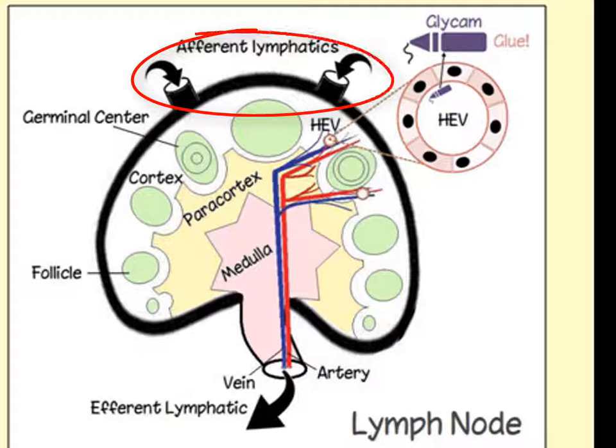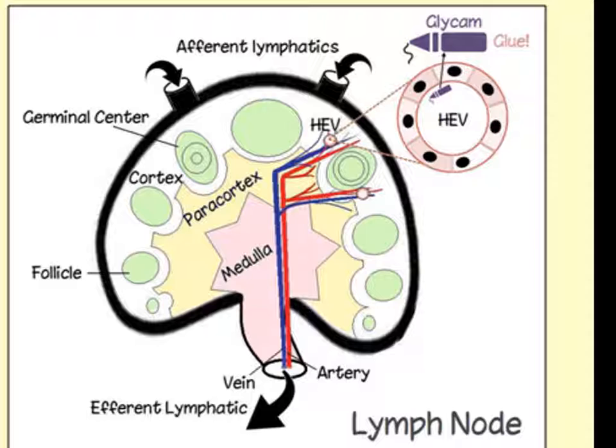Afferent lymph vessels enter into the cortex of the lymph nodes. And I want you to note that blood-borne antigens also enter into the cortex of the lymph nodes. B and T cells enter via high endothelial venules and antigen-presenting cells via the afferent lymphatics. If the naive B and T cells do not encounter their cognate antigens in their zones, paracortex for the T cells and cortex for the B cells.